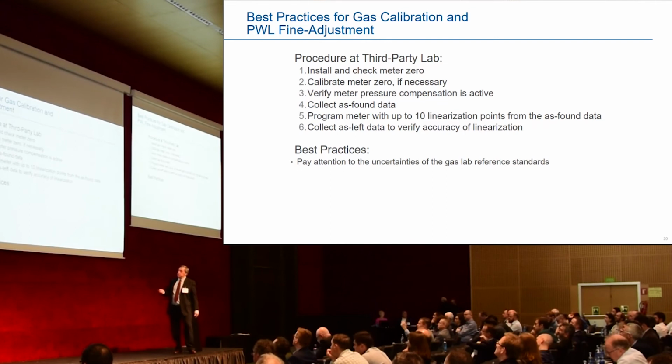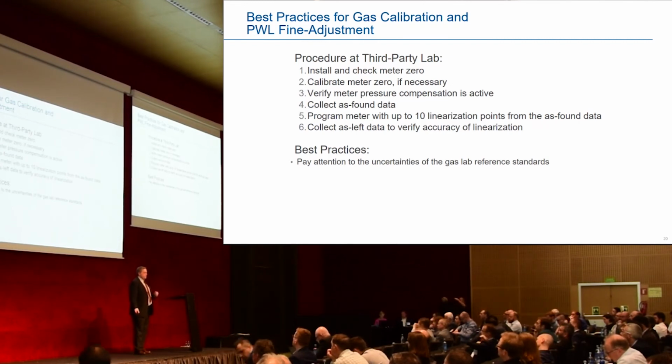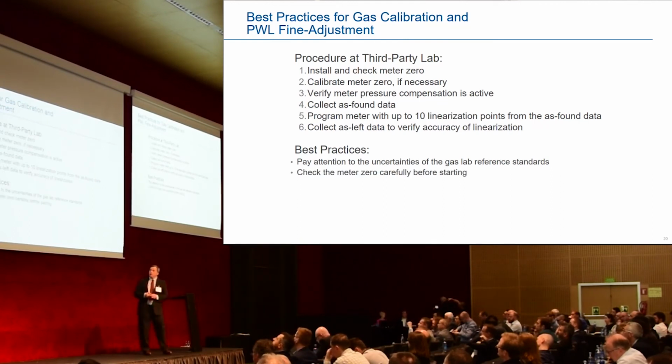So best practices would include paying attention to the uncertainty of the lab reference standards. You don't want to use laboratory reference standards that are not very accurate, because the meter is probably going to be accurate to within the manufacturer's published specifications on gas before you start to apply linearization. So if you use an inaccurate reference standard, you could build in error that wasn't there before.